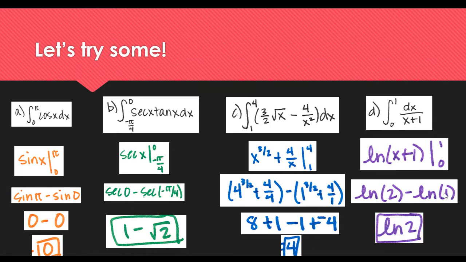So hopefully you kind of see how those work. Hopefully you're comfortable with finding antiderivatives at this point, and really it's just a matter of plugging in numbers for you.